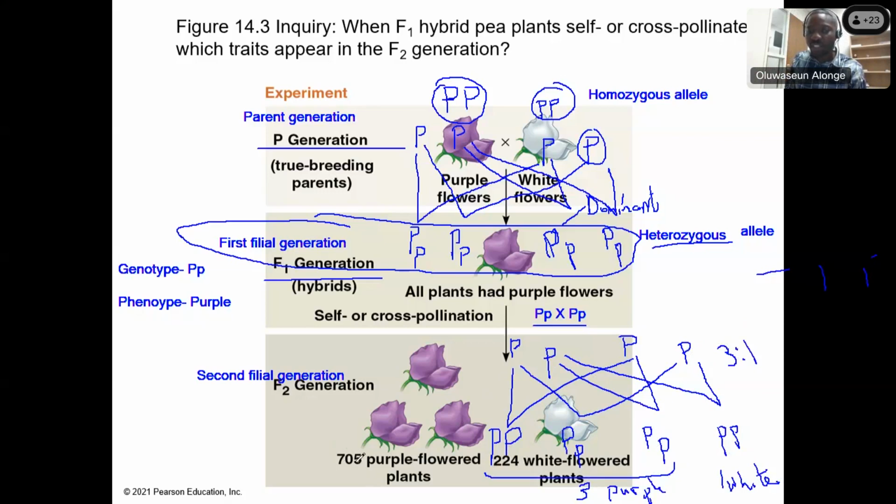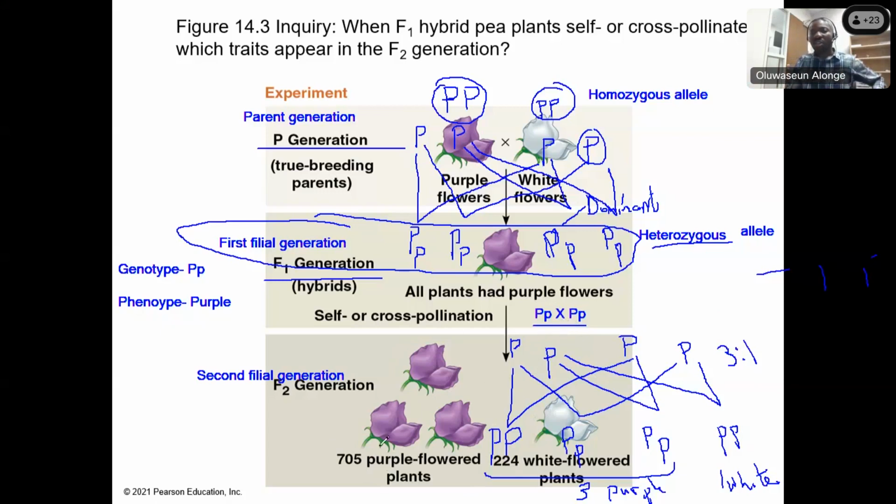And that's what you also saw here. If you divide 705 by 224, you will notice that you get around 2.9, which is actually close to 3. So it's 705 divided by 224. That gives you, as a matter of fact, 3.14. So that gives you 3:1. It means that when you have 3 purple, you are going to have about 1 white when this crossing is done.